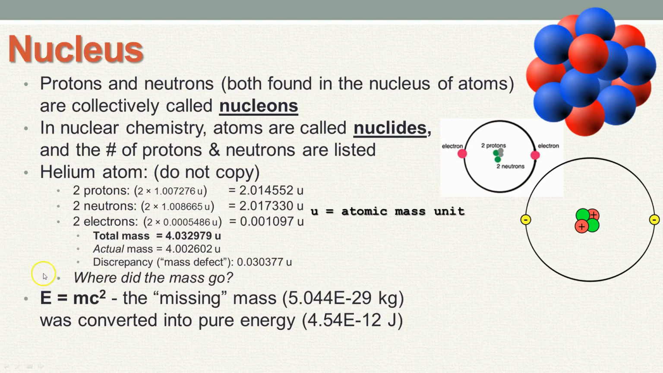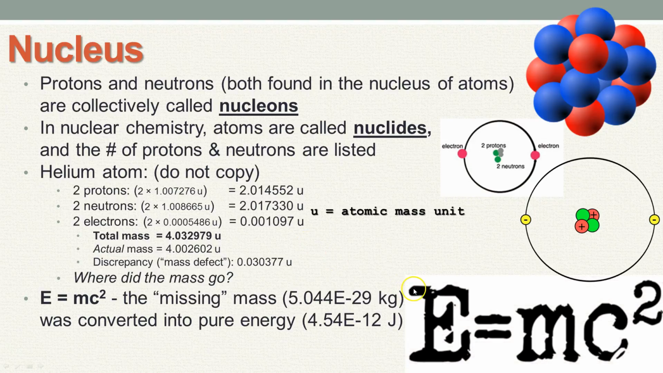So this part I want you to copy down. E equals mc squared, Einstein's famous equation. The missing mass of 5.044 times 10 to the negative 29th kilograms was converted into pure energy, 4.54 times 10 to the negative 12 joules. Again, we're not talking about big numbers here, but at the same time, that number you would think should be 0. So we have this missing mass that was converted into energy.